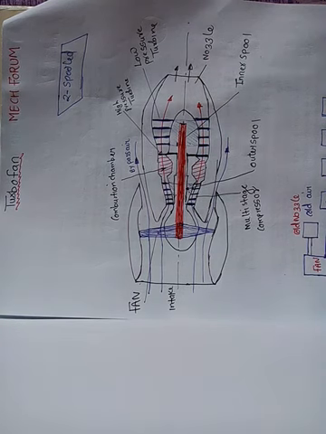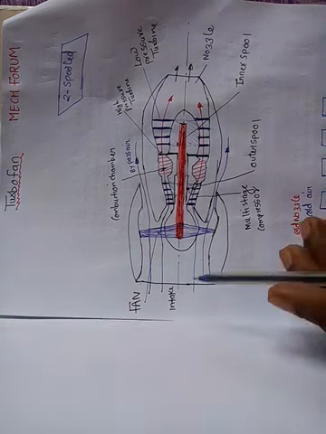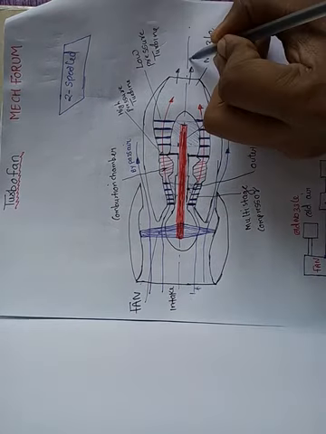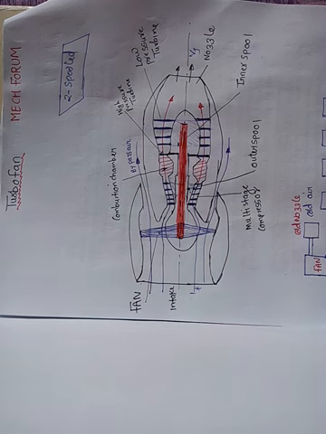As we have seen, the intake velocity is VA and the exit velocity is VJ. So always the exit velocity is greater than the intake velocity. Due to the change in momentum, a thrust is generated.